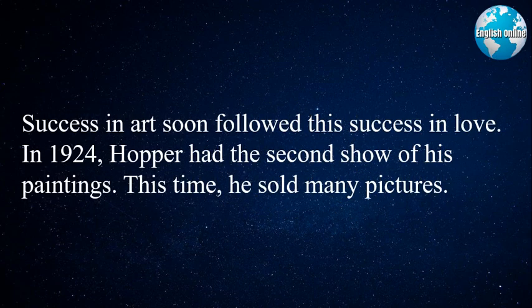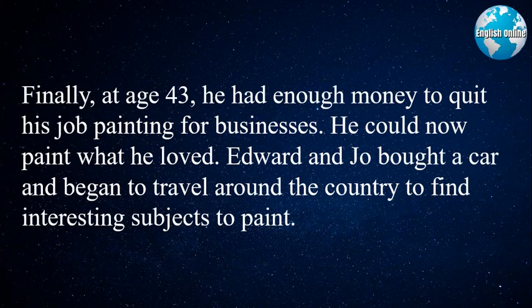Success in art soon followed this success in love. In 1924, Hopper had the second show of his paintings. This time, he sold many pictures. Finally, at age 43, he had enough money to quit his job painting for businesses. He could now paint what he loved. Edward and Joe bought a car and began to travel around the country to find interesting subjects to paint.